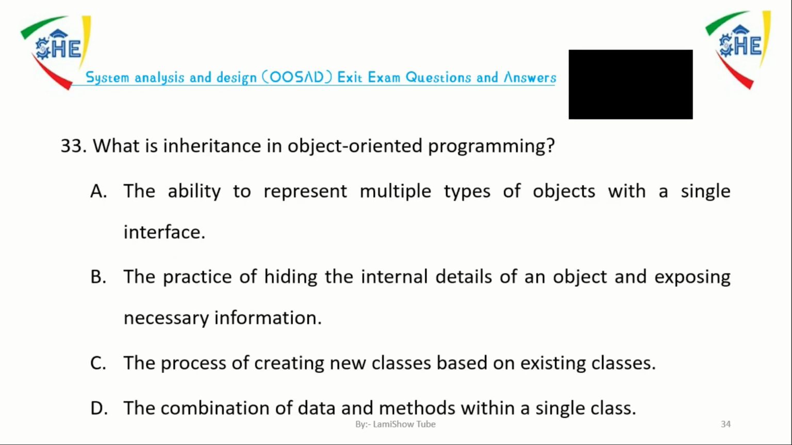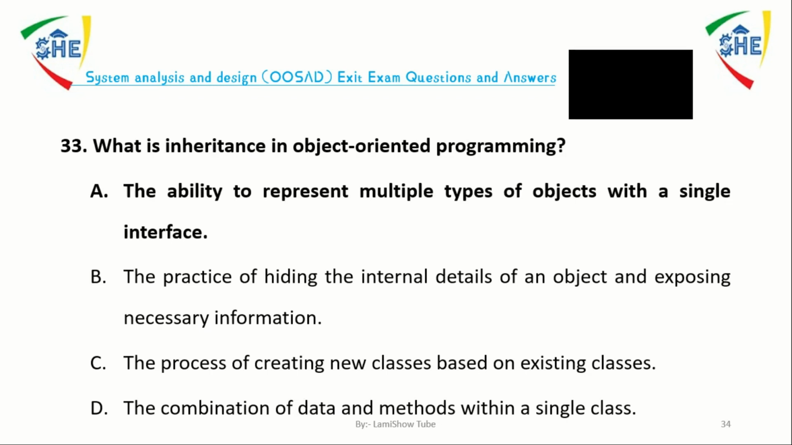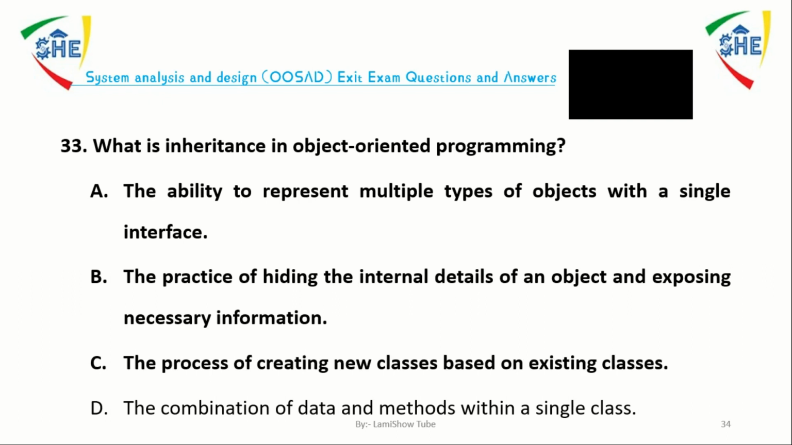Question number 33. What is inheritance in object-oriented programming? A. The ability to represent multiple types of objects with single interfaces. B. The practice of hiding the internal details of an object and exposing necessary information. C. The process of creating a new class based on existing class. D. Combination of data and methods within a single class.